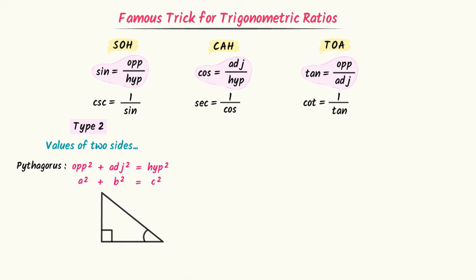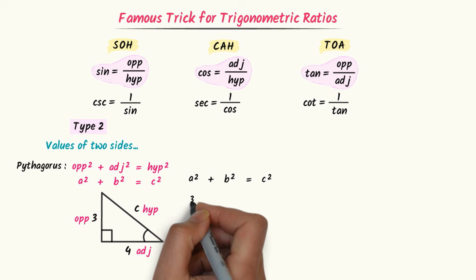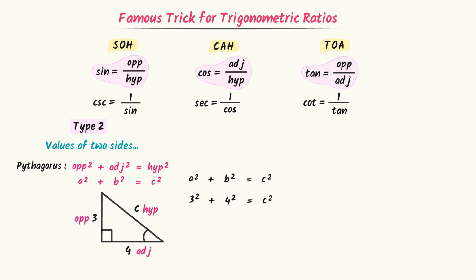For example, consider these questions and find the unknown value. We know that this is hypotenuse side, adjacent side and opposite side. According to Pythagoras theorem, a squared plus b squared equals c squared. Here a is opposite side which is 3, b is adjacent side which is 4, while c is hypotenuse and it is unknown. I write 3 squared plus 4 squared equals c squared. I get c squared equals 25. After taking square root on both sides, I get c is equal to 5. Thus the value of c or hypotenuse side is 5.